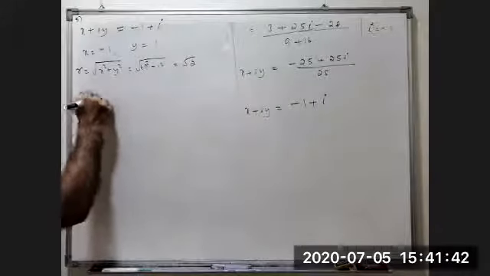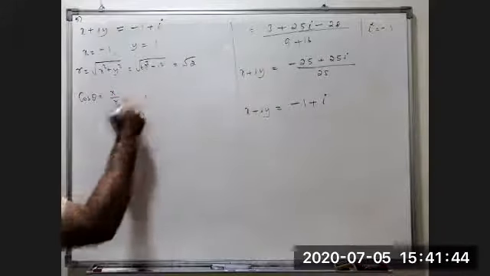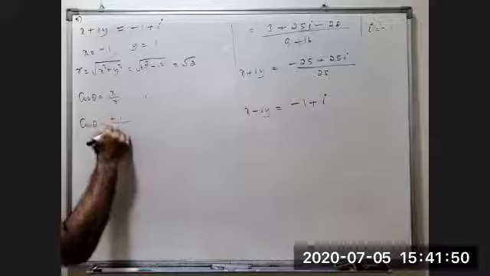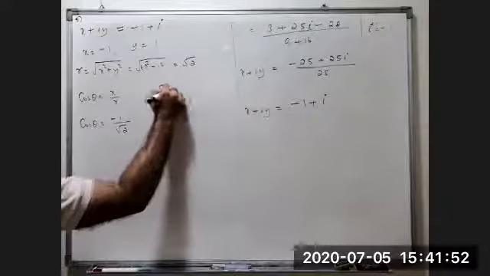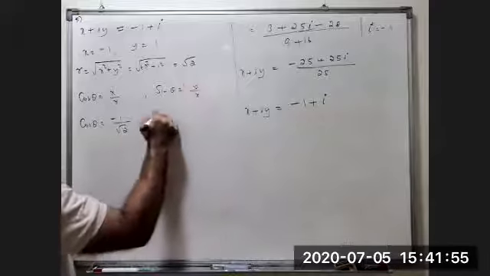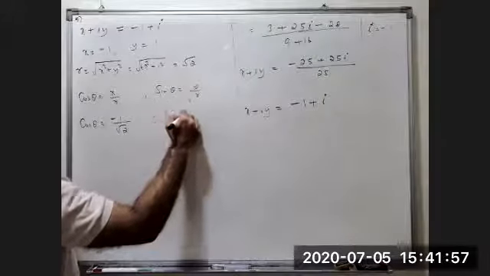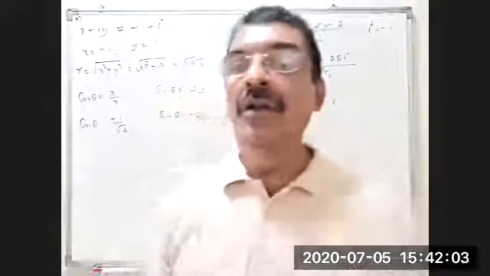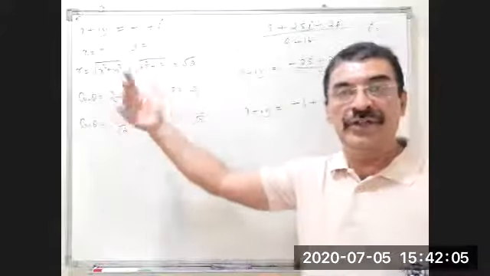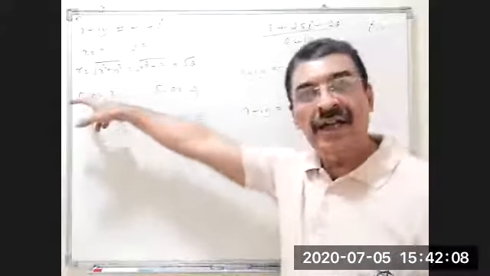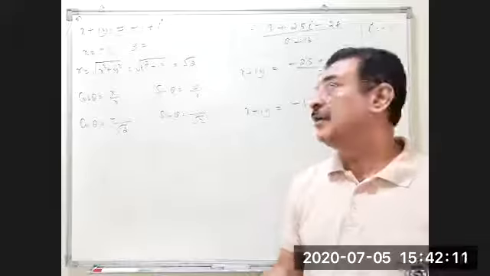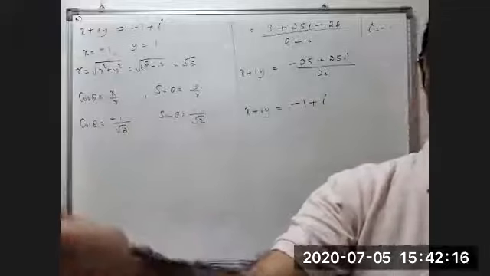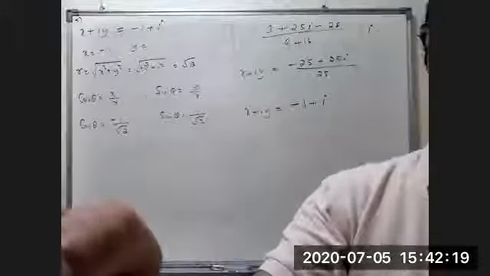Use the formula cos theta is x by r. So cos theta, x is minus 1, r is root 2. Sin theta is y by r. Sin theta is 1 by root 2. Previously we wrote r into cos theta plus i sin theta. No problem. Even if you are not writing directly, if you are writing the formula cos theta is x by r, sin theta is y by r, no problem. Directly you can write it.